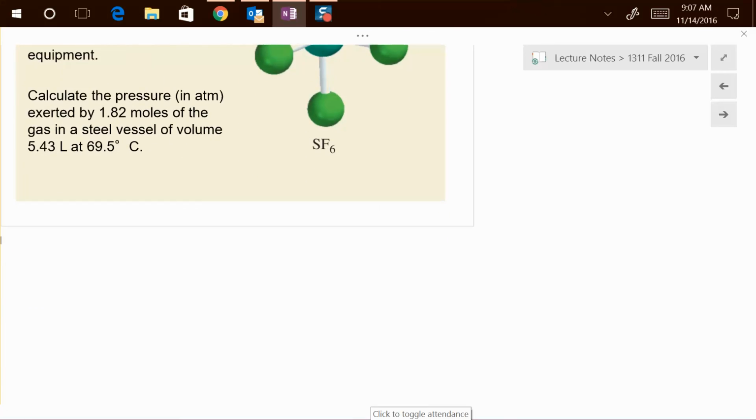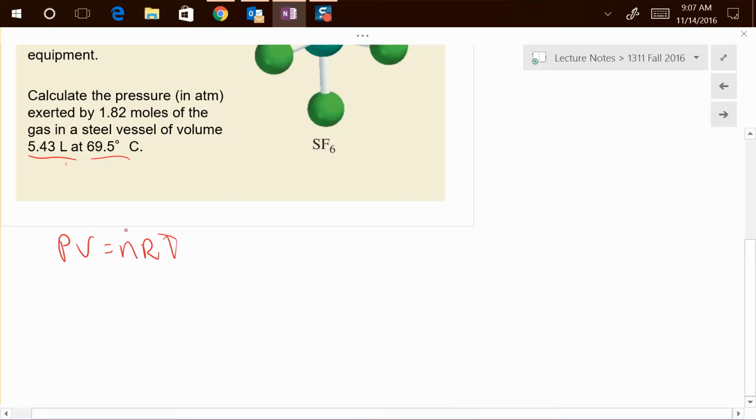Okay, calculate the pressure exerted by 1.82 moles of a gas in a steel vessel. They give me the liters and the temperature. So what law would I use here? PV equals nRT. I'm solving for pressure. P equals nRT over V.